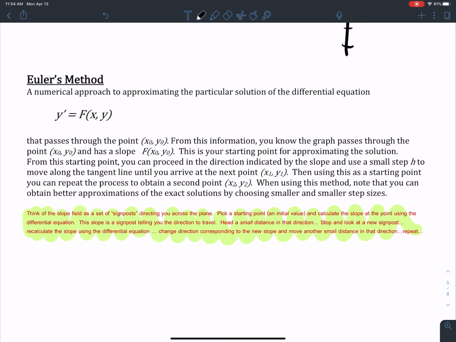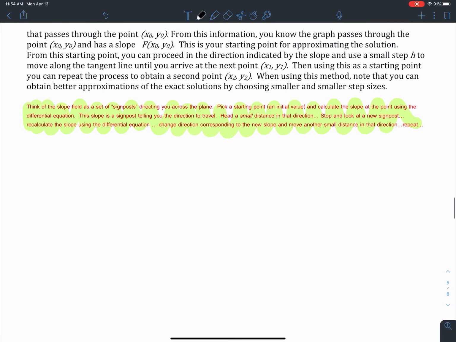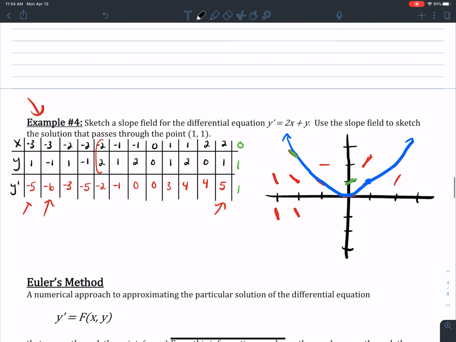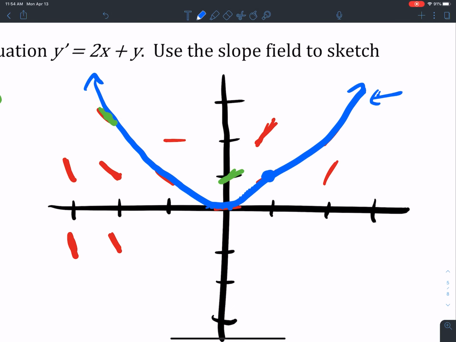But rather than using slopes to create the curve, we're actually going to plot the points that are on the curve. So the idea is this. We're trying to plot a solution curve. Like in this example here, we're trying to plot this blue curve without the ability of seeing those little slopes and following their arrows.